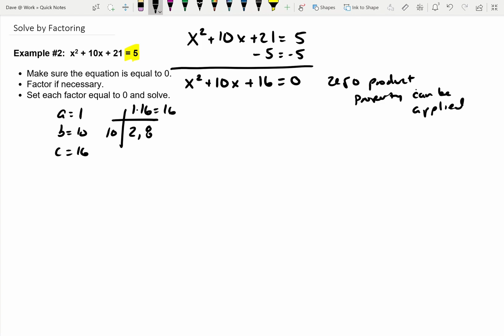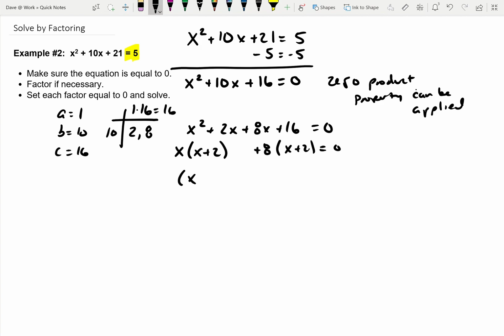And those two numbers are 2 and 8. So if I break up the middle term, x squared plus 2x plus 8x plus 16, only difference is I should be adding the equals 0. I can pull out an x out of the first two terms, which is x plus 2. I can pull out a positive 8, leaving an x plus 2.